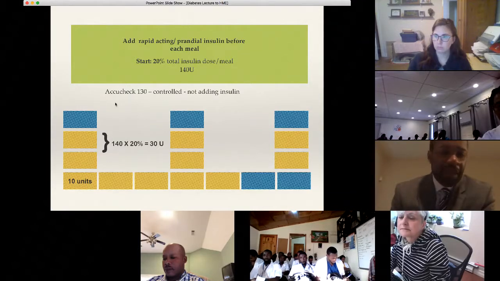For this particular patient, all the AccuChecks are controlled, so we don't add any supplemental insulin.